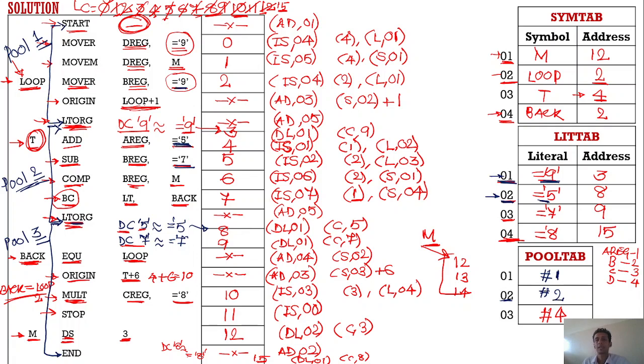Okay, now all the tables are prepared, LC processing is also done, and intermediate code is also written of type variant 1. Okay, now we are done with the pass 1 of 2 pass assembler. Further, this output will be given as an input to the pass 2 of a 2 pass assembler, and further it will generate the target code. Thank you.